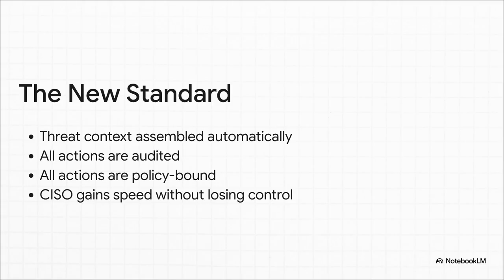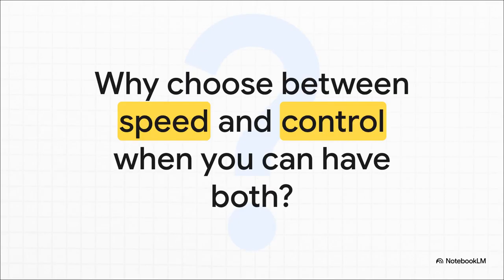The ultimate result? Your CISO, your security leader, finally gets what they've always needed: the speed to beat the adversary without ever losing control of the environment. And this really brings us to the final critical question. The old way of thinking forced us into this trade-off, right? Speed or control. But by closing that context gap and enabling a governed workflow, that choice just becomes obsolete. So the question is no longer which one you should pick. It's why would you ever need to choose again?